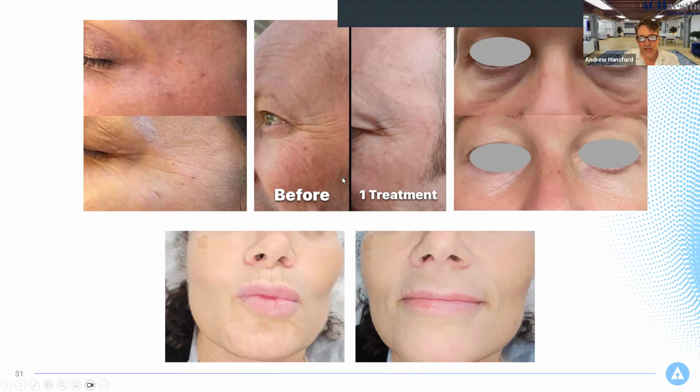But what you can also see here, and this is more treatment protocol related, as well as implantation using the device, but look at the pigment. The pigment has also reduced quite dramatically, and his lines are reduced quite a lot. This was amazing. This is someone I trained, and that result is incredible.